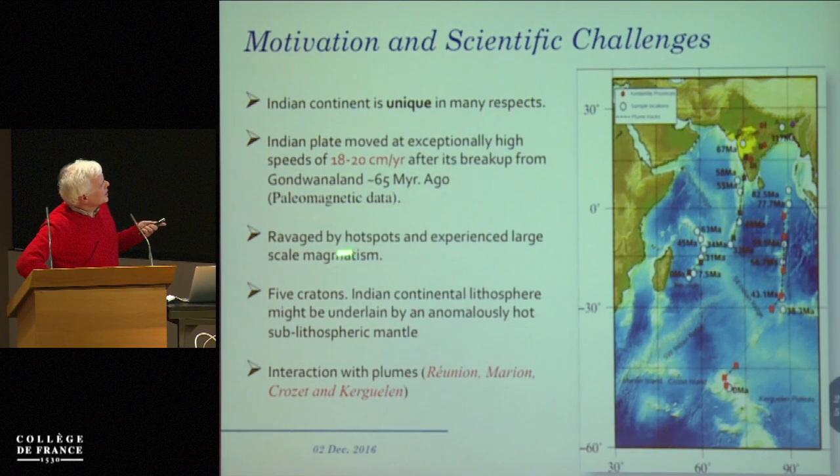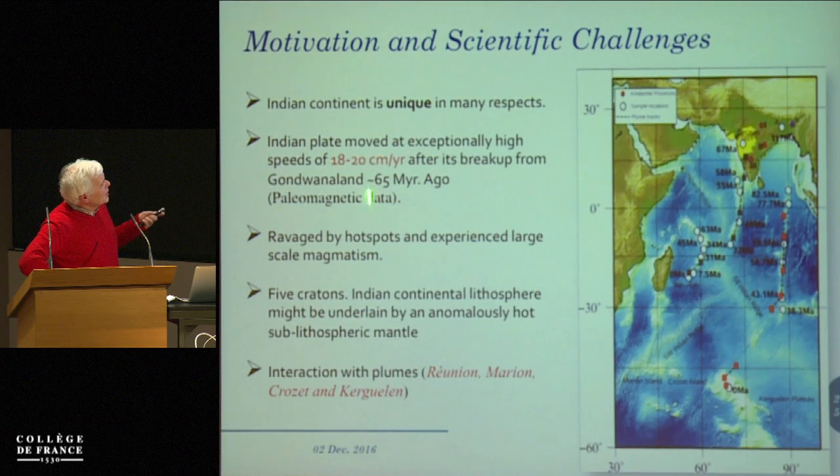Of course, the Indian continent was ravaged by hotspots, and we have the Deccan volcanic traps here, which are due probably to the birth of the La Réunion hotspot. And so we can wonder what is the influence of plumes, because different plumes have left some traces in the Indian continent. Of course, we have La Réunion, but there are also Kerguelen and Marion and Crozet, and we have other traps here in northeastern India, the Rajmahal traps.